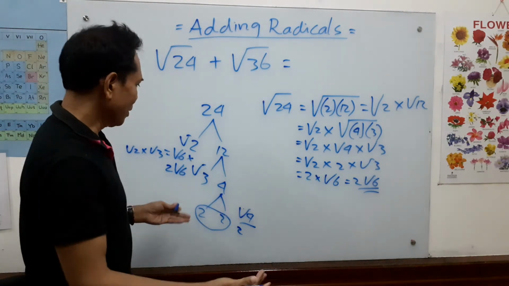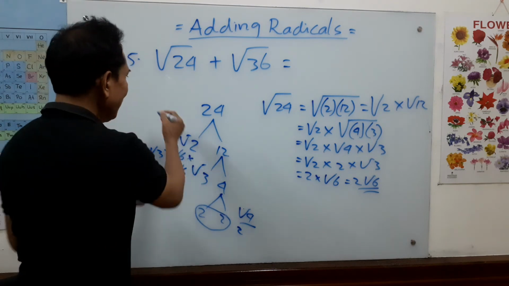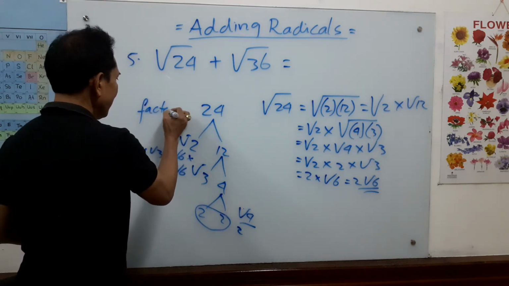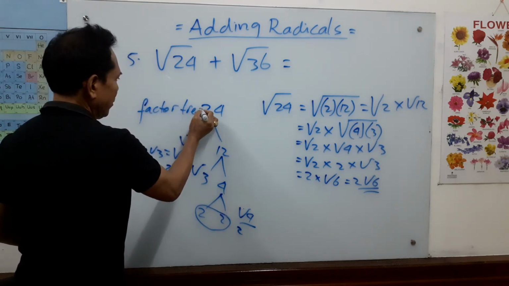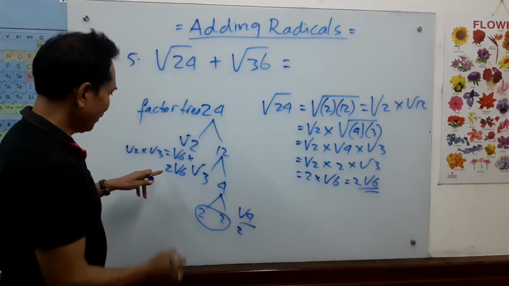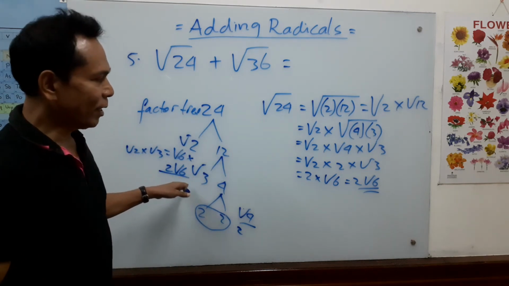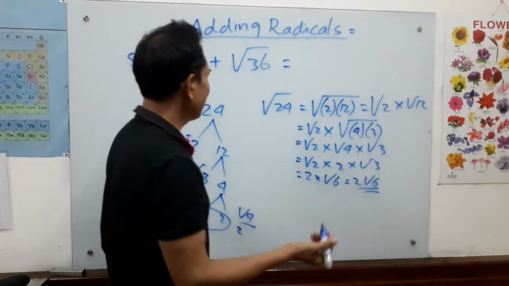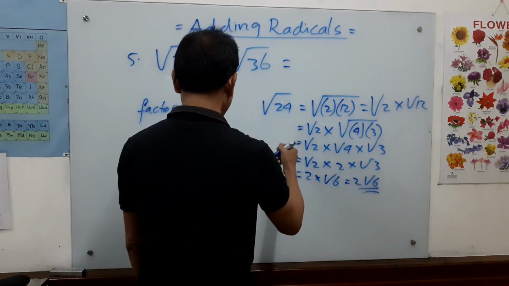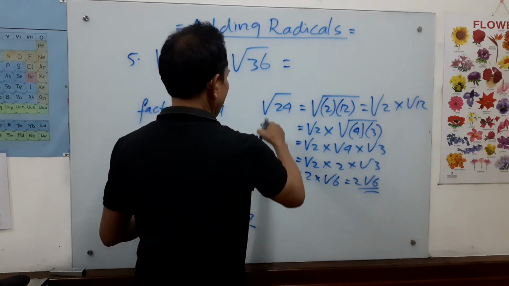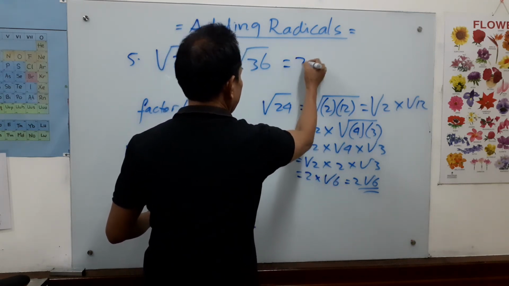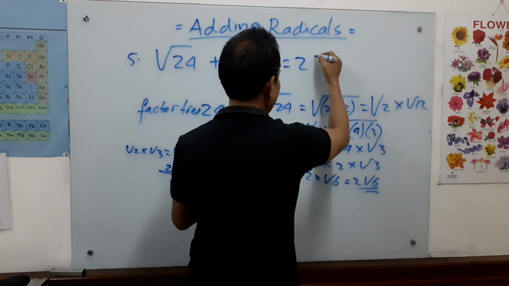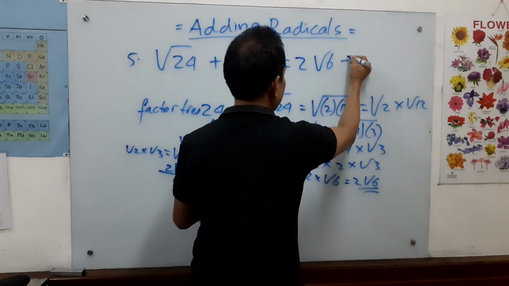So if you want to use factor 3, you still get here 2 radical 6. If you use this way also, you get 2 radical 6. So, same, no problem. So we bring here 2, I make it bigger, radical 6 plus.